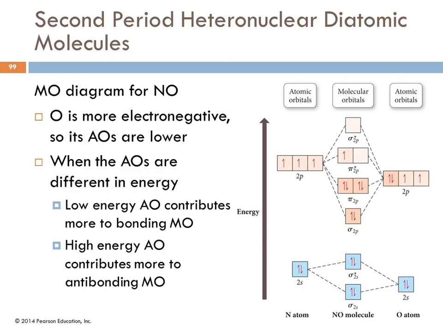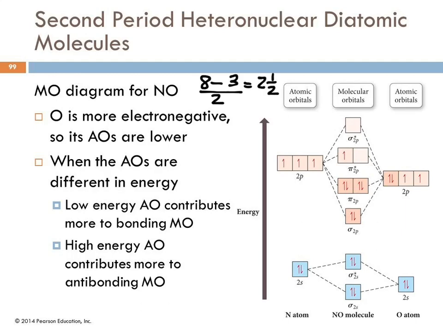What's the bond order for that? How many electrons in the bonding orbitals? 8. And how many in the anti-bonding? 3. So this is anti-bonding, and this one's anti-bonding. And the others are bonding. So 8 minus 3 and divide by 2, and that's 2.5.